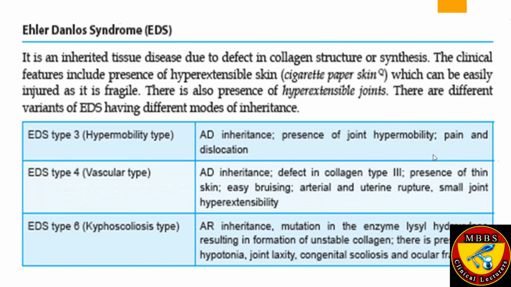If we are talking about Ehlers-Danlos syndrome, it is an inherited connective tissue disease due to a defect in collagen structure or synthesis. So the rest of the features are described over here. Ehlers-Danlos syndrome types 3, 4 and 5 are all written here.